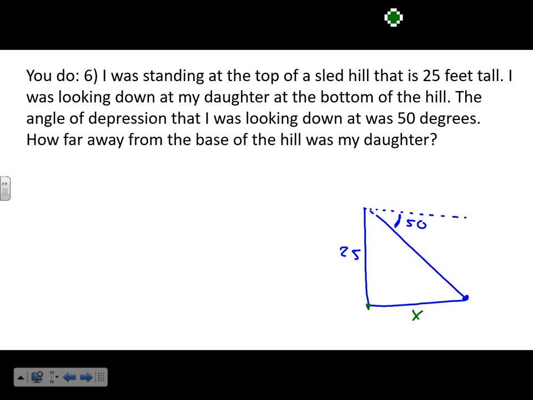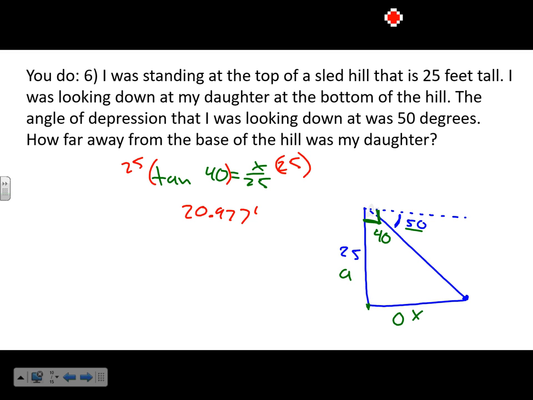So again, if this is 50, this has got to be 90 degrees, so this has to be 40. 40 and 50 add up, that angle addition postulate, if you remember. So again, we're going to use the tangent. We have the opposite and the adjacent. So the tangent of 40 degrees is equal to the opposite over the adjacent. Multiply both sides by 25. And use your calculator. 25 times the tangent of 40 is 20.9774. This one doesn't tell you where to round to, so I'd go to 2 decimal places. That 7 rounds that 9 to 98.